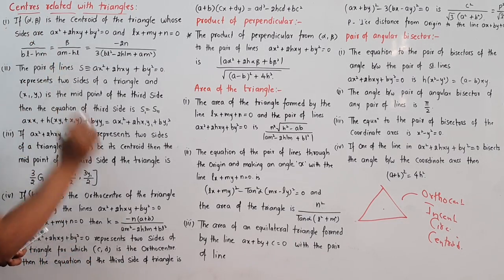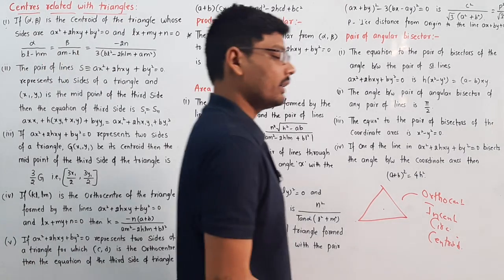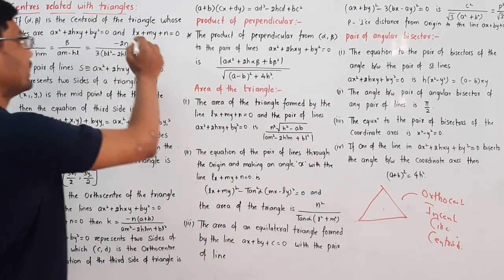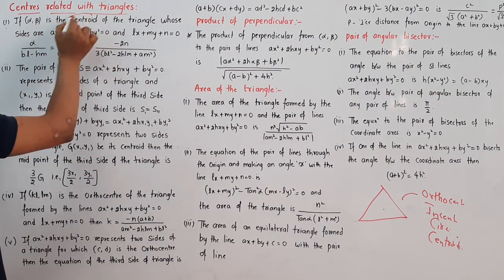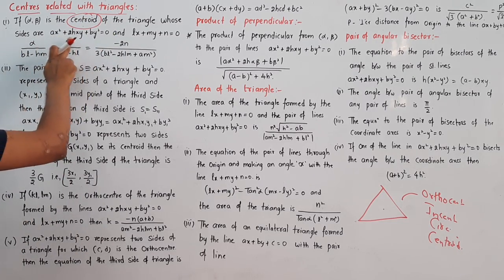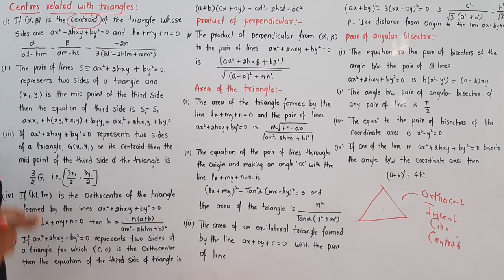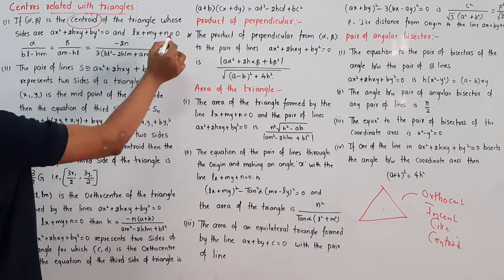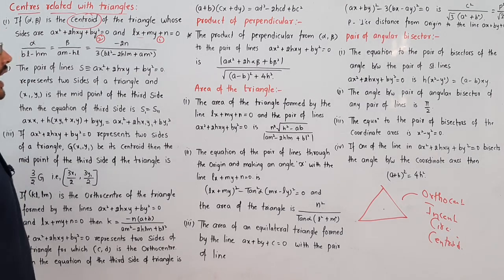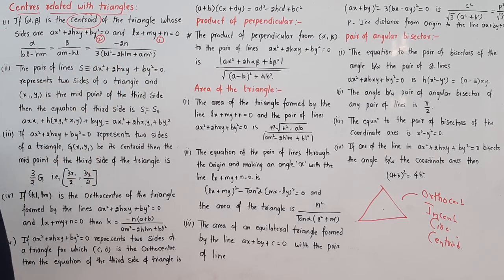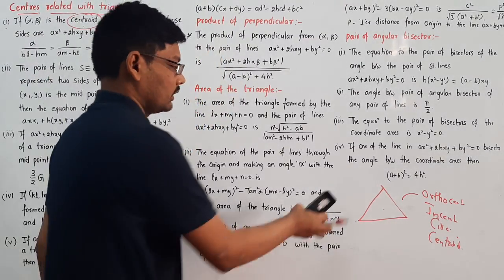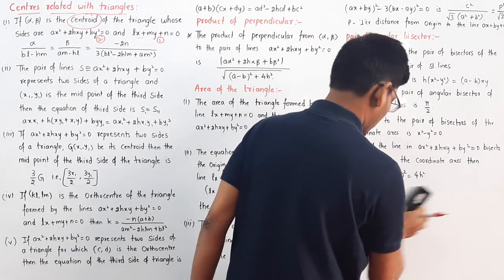The first point is, if alpha comma beta is the centroid of the triangle whose sides are ax square plus 2hxy plus by square. It is a combination of two lines and one more line. Here two lines, this is one line. So completely it is framing a triangle with three lines, 2 plus 1, 3 lines. Then the condition for that one is, so generally the centroid is given as a point.